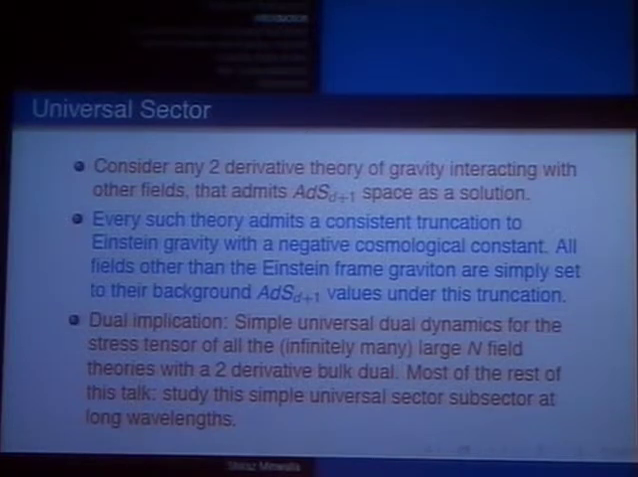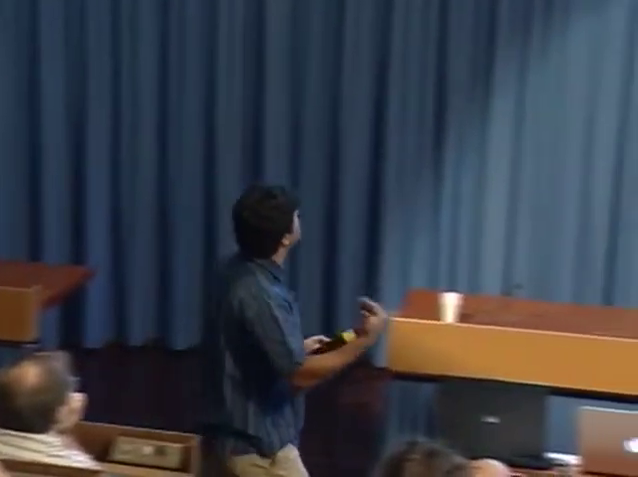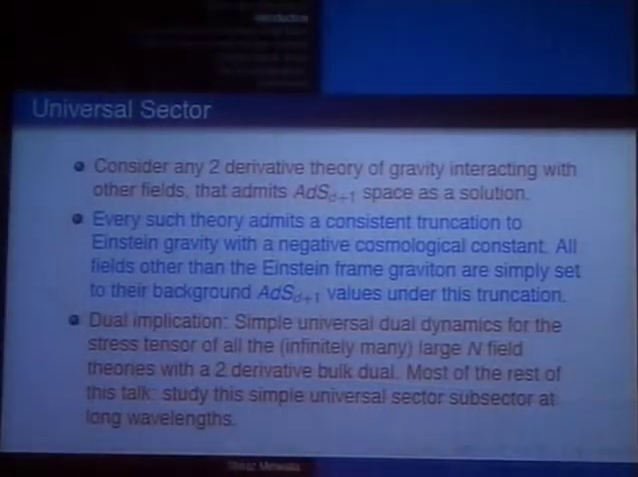Now, it's a simple fact to verify that every such theory admits a consistent truncation to Einstein gravity with a negative cosmological constant. In this truncation, all fields other than the Einstein frame metric are simply set to their AdS_{d+1} background values, and the Einstein frame metric fluctuates. The equations of motion for these metric fluctuations are simply the Einstein equations with a negative cosmological constant.